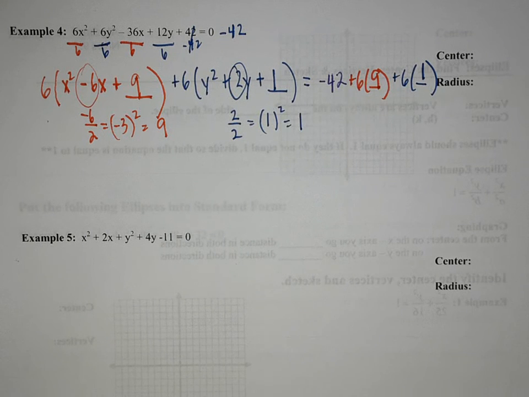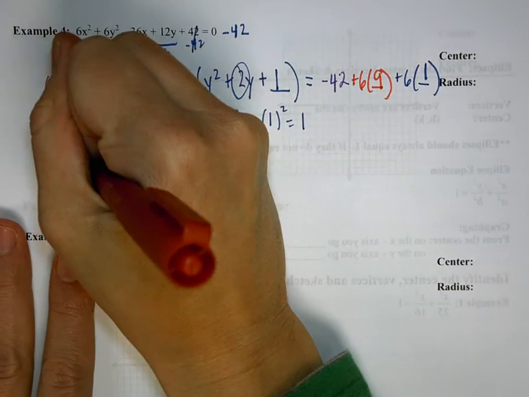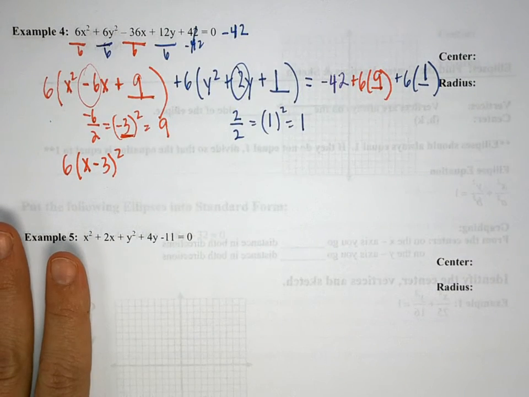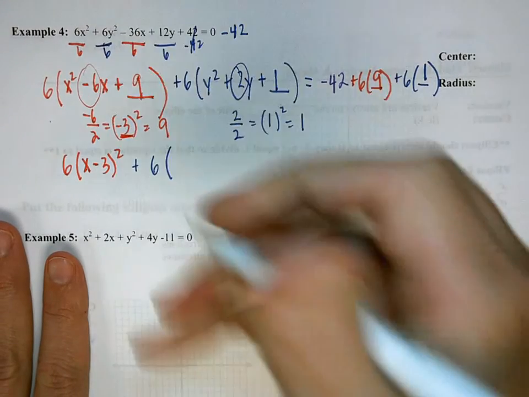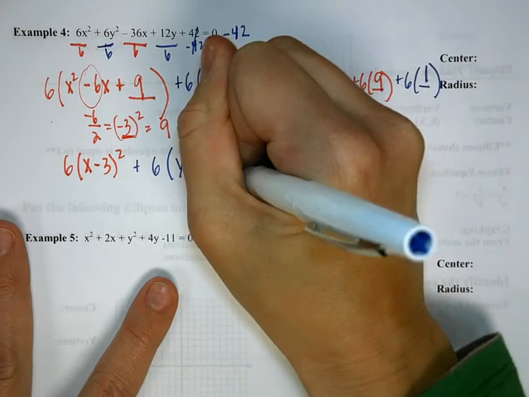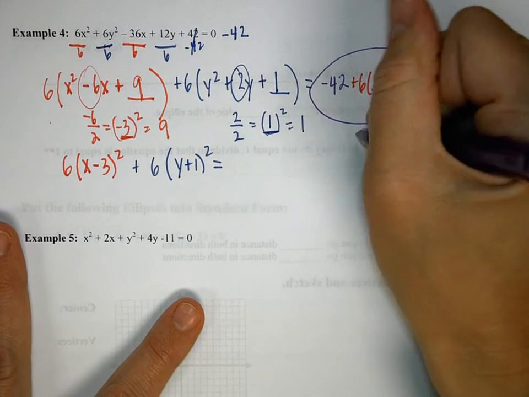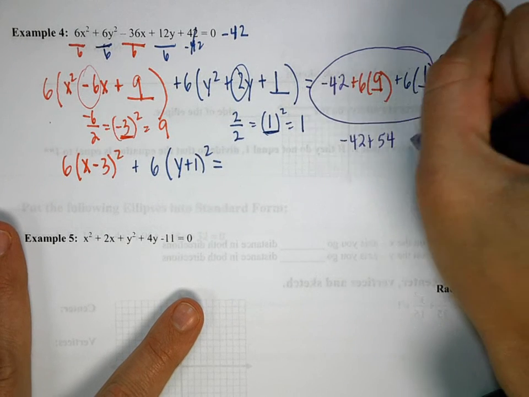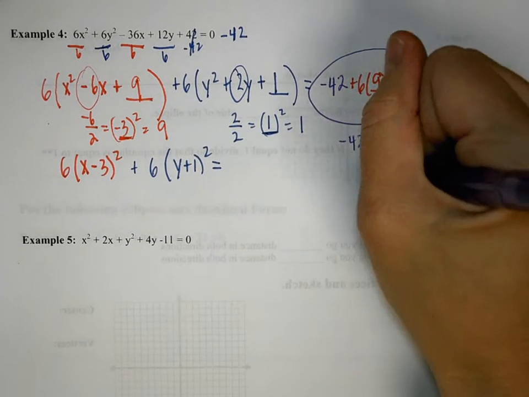Now we're going to write our squares. So I have 6 parentheses, and this is going to be x minus 3 squared, and it's minus 3 because of my half number. For my y's, I have plus 6 parentheses, and it's going to be y plus 1 squared, again because of that 1, equals, and then now we need to simplify all of this. So we have negative 42 plus 6 times 9 is 54, plus 6 times 1 is 6. And when we add all those together, we end up getting 18.